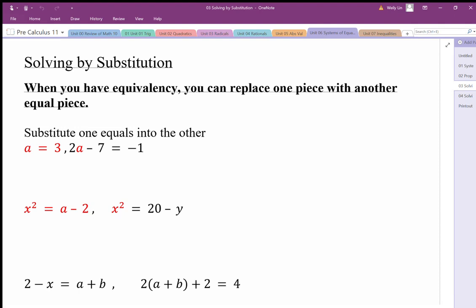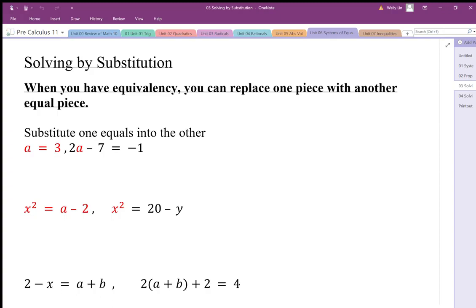We're looking at solving systems of equations by substitution. So again, this is a kind of a repetition of a lot of grade 10 concepts. We did this by substitution with linear equations, and we'll just review some of that, and then we'll extend this to solving systems of quadratic equations by substitution.